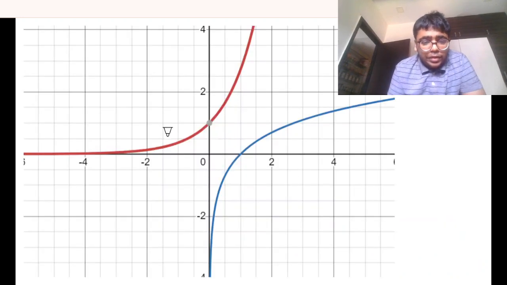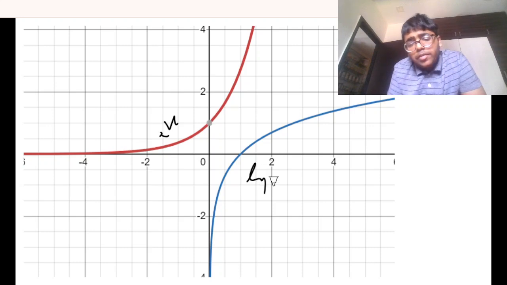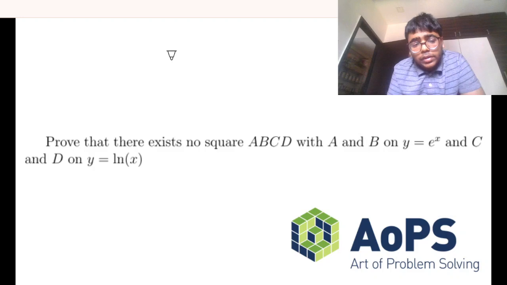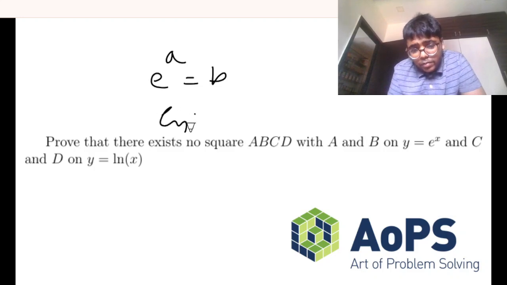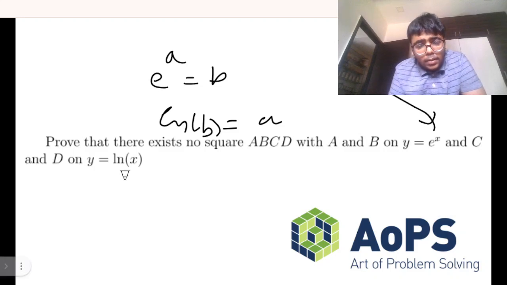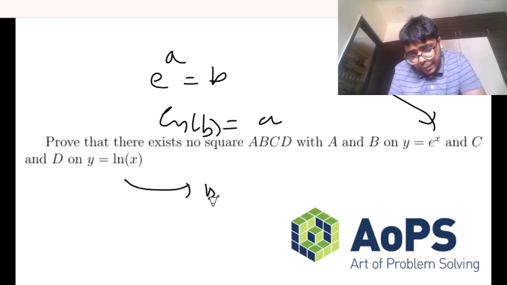We have two functions given, e raised to x and ln x. Now, e raised to x and ln x are what are called inverse functions. What are inverse functions? Inverse functions are defined such that if e raised to a is equal to b, then ln b will be equal to a. So, if (a, b) is on one graph, then (b, a) will be on the other. This is what we mean when we talk about inverse functions.